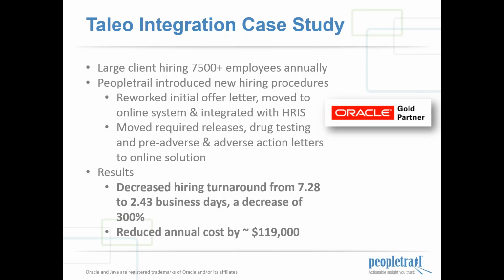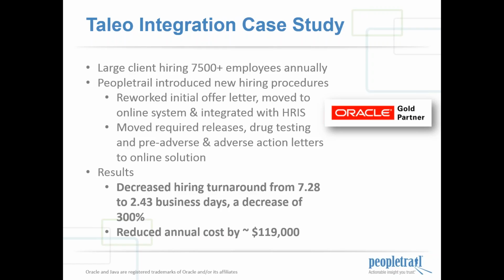We moved to the online system and integrated with their HRIS as well as the Oracle platform, and we moved some of their required releases, their drug testing letter, the pre-adverse action, and all those letters to an online solution. What this resulted in was it decreased their hiring turnaround time from 7.28 days to 2.43 business days. I put those points in there because our system does it in hours. So that gives you an idea of the reduction in time of how we reduce their time.